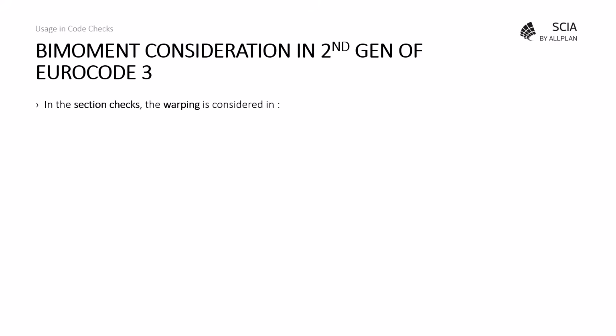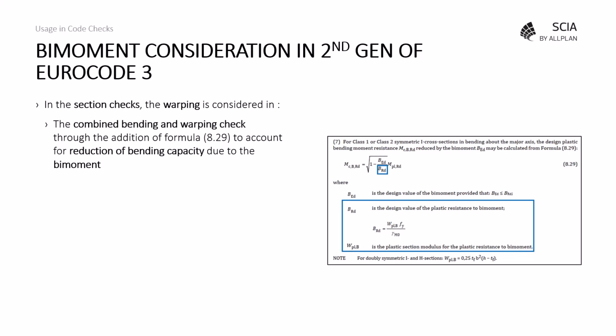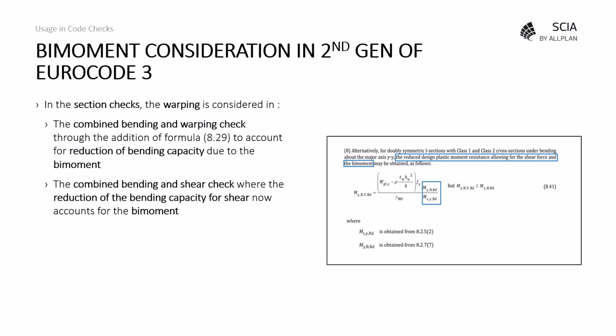So in the section checks, the warping is considered in the combined bending and warping check through the addition of formula 8.29 to account for reduction of bending capacity due to the bimoment. So we can see the reduction of the resistance through the parameter BRD that you can see on the right side. And it is also considered in the combined bending and shear check, where the reduction of the bending capacity for shear now accounts for the bimoment.